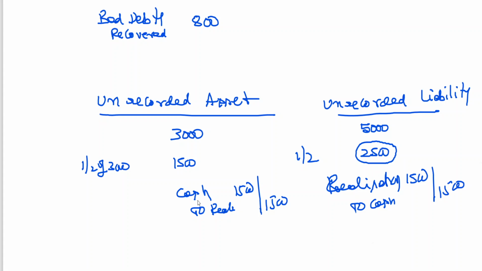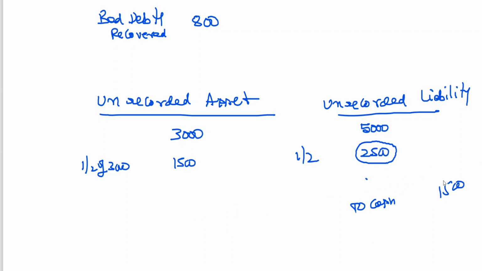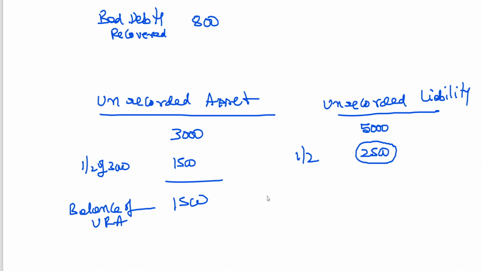Whether he is receiving 1,500 or not is his wish. And you may say, sir, is it not a loss? See, that is why the adjustment has taken place with the consent and agreement of the creditor only. That means half of the unrecorded asset has been handed over to settle half of the unrecorded liability. Now, what is the balance of unrecorded asset? 1,500 balance of unrecorded asset. Here, balance of unrecorded liability.